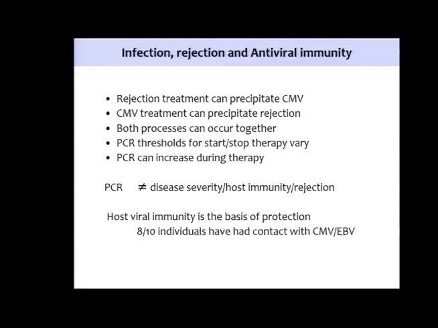We still don't understand what are the PCR thresholds to start and stop therapy. In children, all it takes is a positive PCR and we start. In adults, we've heard from our counterparts that we wait a little bit longer. We first lower immunosuppression before we start anything. And then what's more interesting is this problem. Many times during treatment, we see our PCRs go up, and there are these anecdotes that are bothersome, and some of them are my doing.